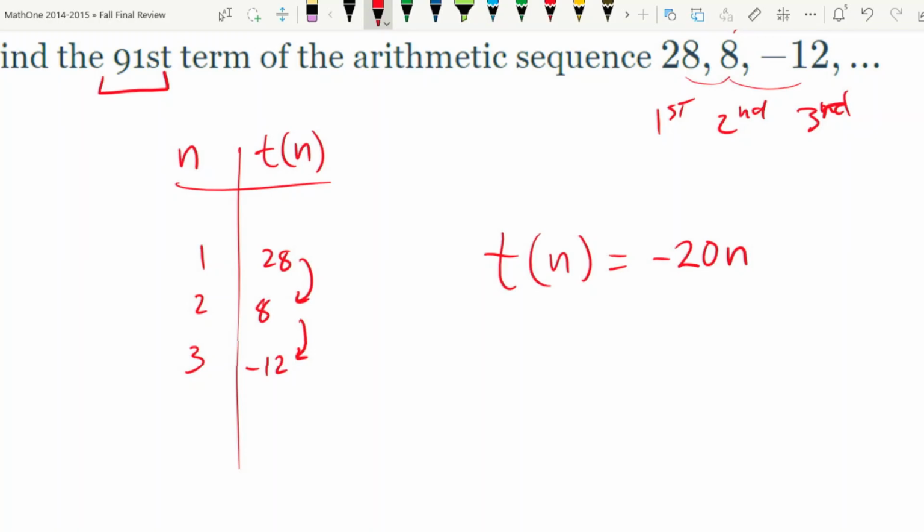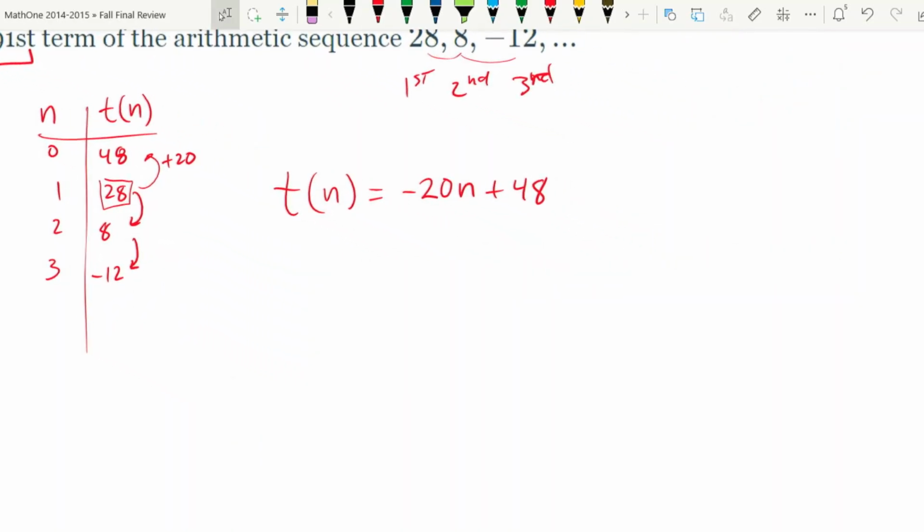The other thing I need is my 0th term. If I know my first term is 28, I can easily go backwards, and instead of subtracting 20, I can add 20 to it, and my 0th term would have to be the number 48. So now that I know my 0th term is plus 48, I can test this rule that I've written down for a few values and verify, is it working?